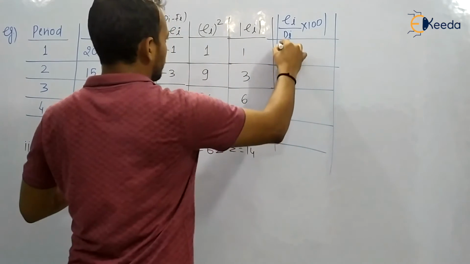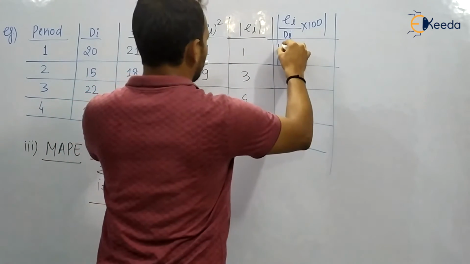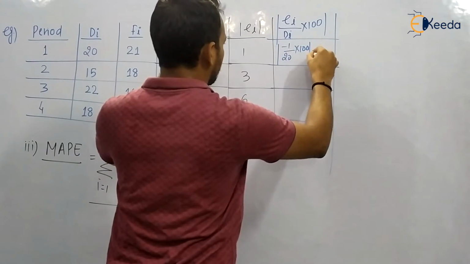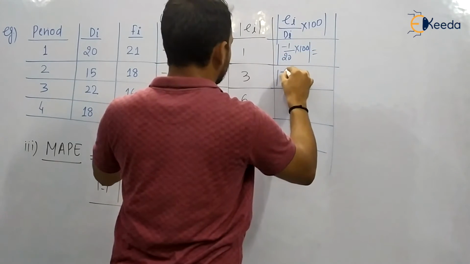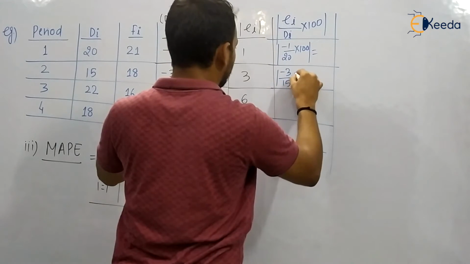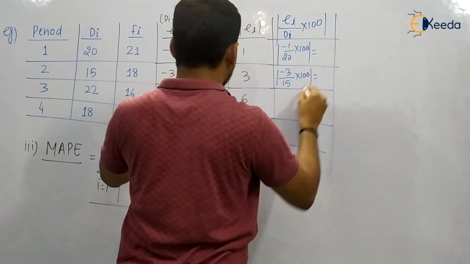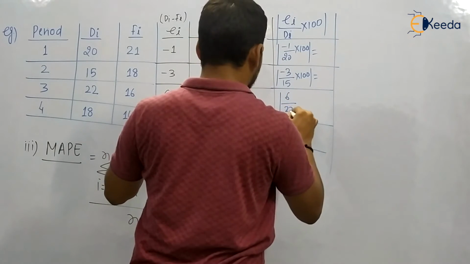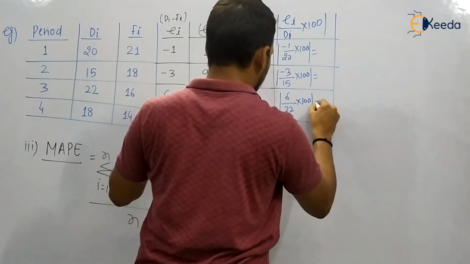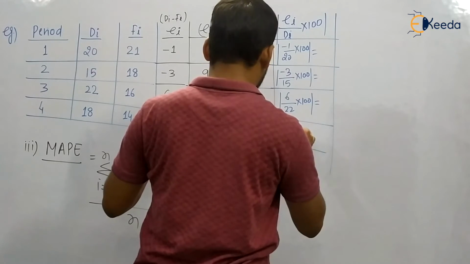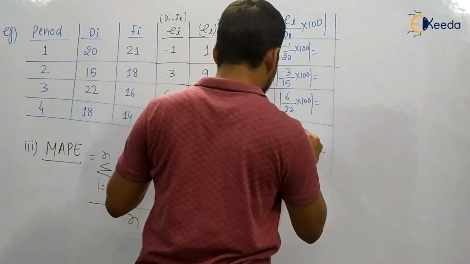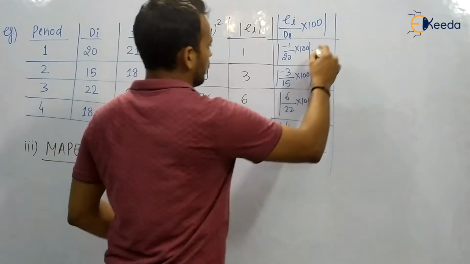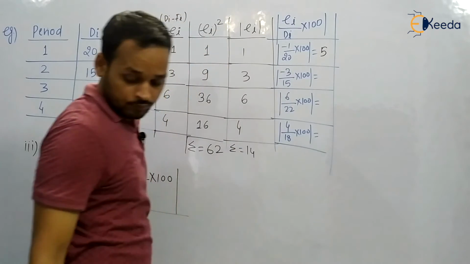So it is going to be -1 by 20 into 100. It is going to be -3 by 15 into 100. It is going to be 6 by 22 into 100. You can calculate. Okay. 4 upon 18 into 100. So we will just write the values. It is going to be 5.